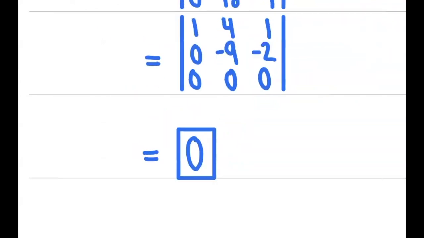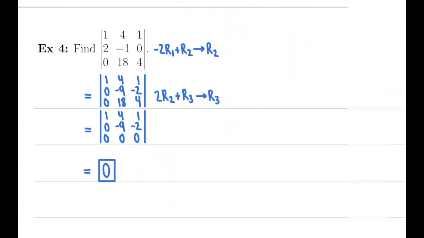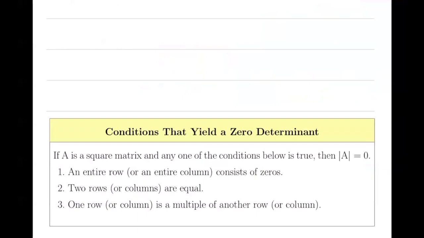Yes. But yeah, if you were to use cofactor expansion along this row, you'll get 0. And that brings me to my next point. If A is a square matrix and any one of the conditions below is true, then the determinant of A is 0. So if you have an entire row or entire column consisting of zeros, then automatically the determinant of that matrix is going to be 0.